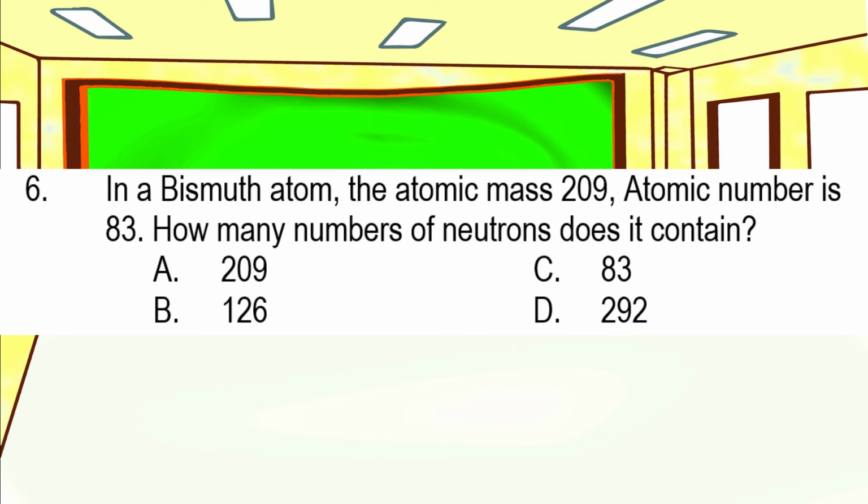Question number 6. In a bismuth atom, the atomic mass is 209. Atomic number is 83. How many neutrons does it contain? A. 209, B. 126, C. 83, D. 292.